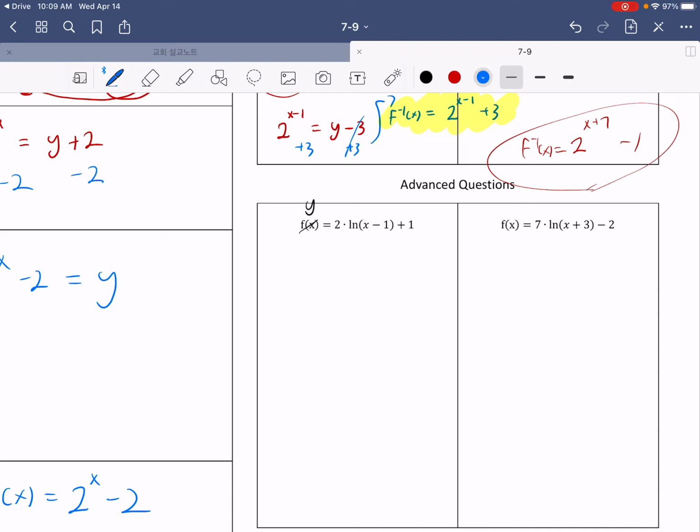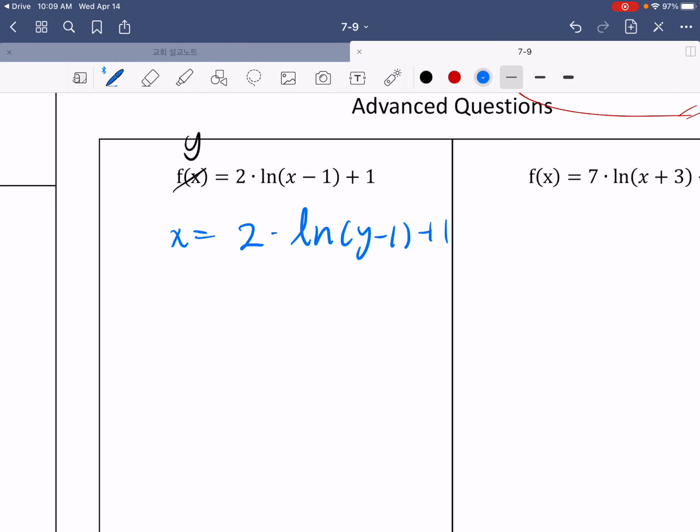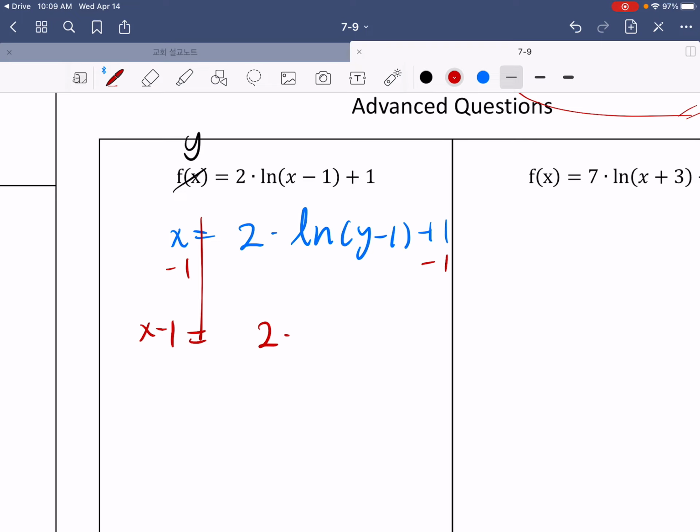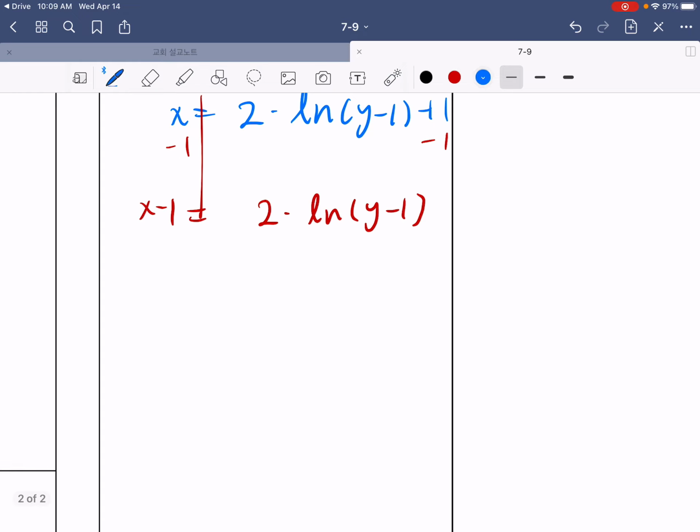Okay, let's do this. Switch x and y. So it's gonna be x equals 2 times natural log of (y minus 1) plus 1. It's gonna be the fun part. So let's solve for y. Before we do the beautiful curve, we have to get rid of this and this. Always opposite of PEMDAS. Subtract 1 both sides first. x minus 1 equals 2 times natural log of (y minus 1). Now we have to get rid of this 2. So it's going to be (x minus 1)/2 is equal to natural log of (y minus 1).